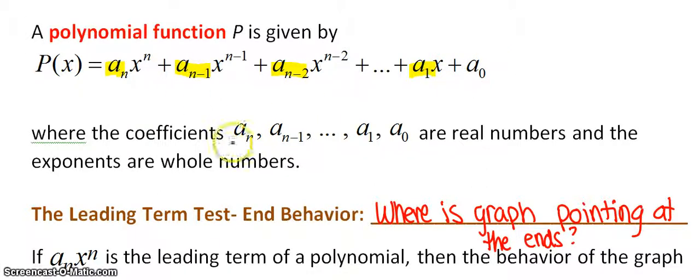So this is just a way of writing a generic polynomial function. Again, it's calling the coefficients a n minus 1, a 1, all the way to a 0. These are the coefficients of the x terms. And it's just saying they're real numbers, and the exponents are whole numbers. So you can't have a 1/2 exponent, because that would change the polynomial function.